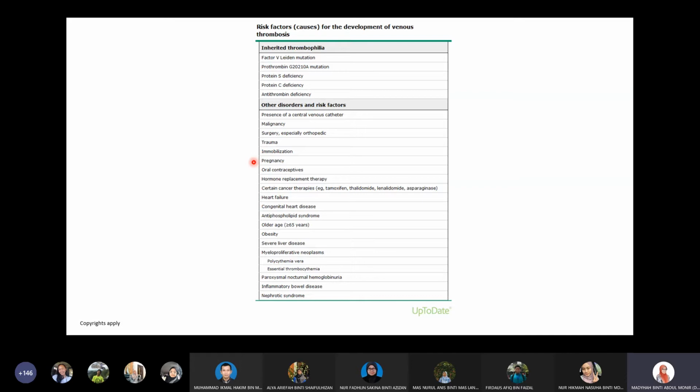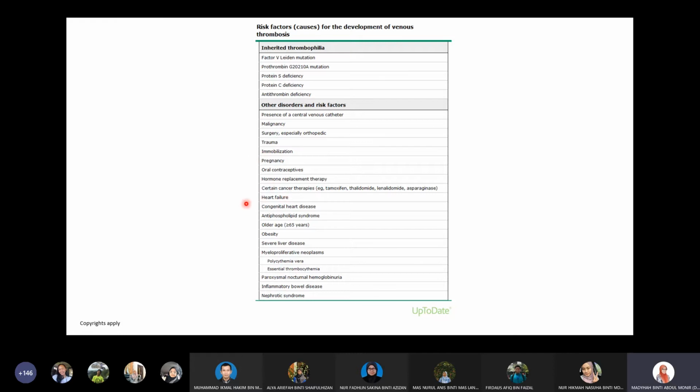Besides, as you know, in pregnancy, the enlarging fetus and uterus can produce stasis in the veins of the leg because they compress the vessels. And usually when the patient is in the late stage of pregnancy and in the postpartum period, they have a hypercoagulable state.